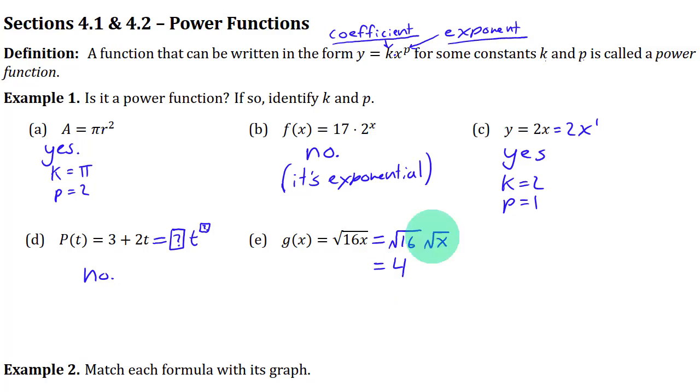And then the square root of x, remember, if it's a square root, you can imagine there's a 2 there. The square root of x you can write as x to the power 1 over 2. So that is a power function, actually. So square roots are fractional powers of x. So this is a power function with k equals 4 and p equals 1/2.